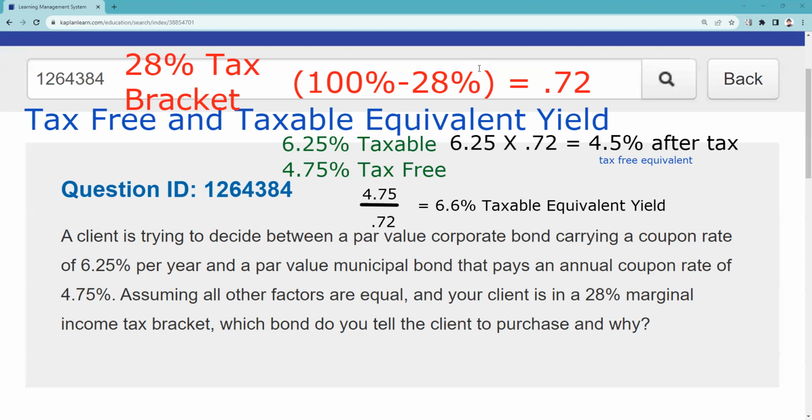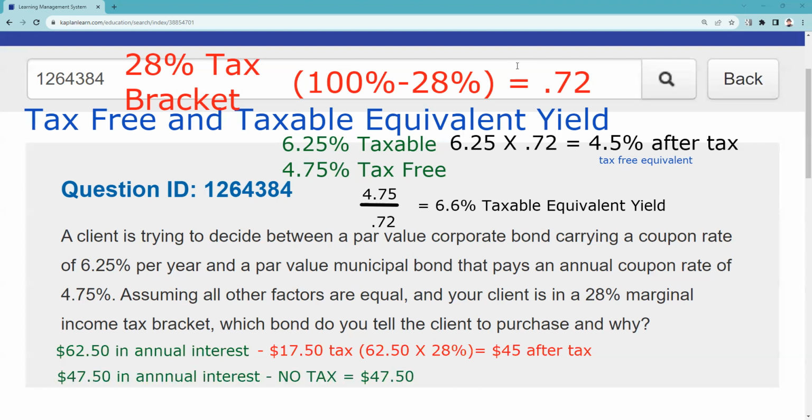Now, again, I said there's a lot of ways to go. Another way we could go about this is saying, okay, if I'm receiving $62.50 in annual interest, that's par times the coupon or nominal yield or fixed or stated rate of return, and then I have to pay taxes on that. 28% of that is $17.50. So after paying my taxes, I am left with $45. When I buy the muni, remember, I got no tax. Again, the muni is the winner, right? I end up with $47.50 versus the $45 I would get after paying taxes on the 6.25 bond.